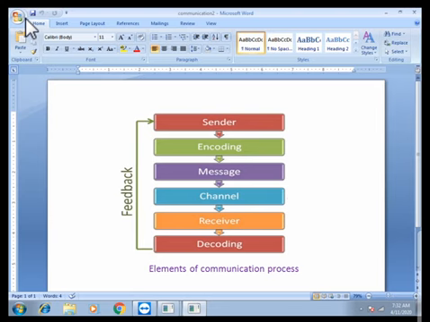Fifth one is receiver. The receiver is the one who receives the message and understands it. Sixth one, decoding. This is the process by which the receiver interprets the meaning of the message received. And the seventh one is the feedback.